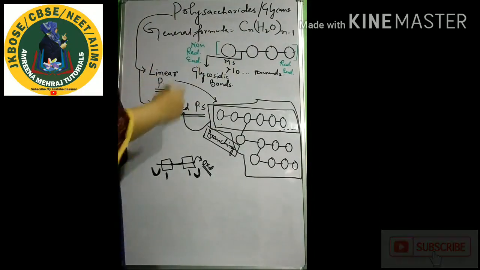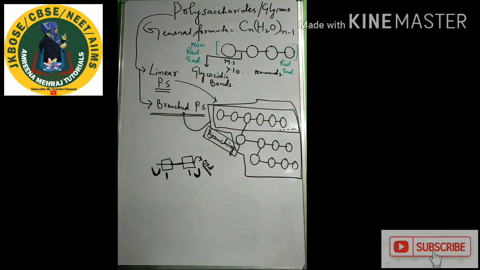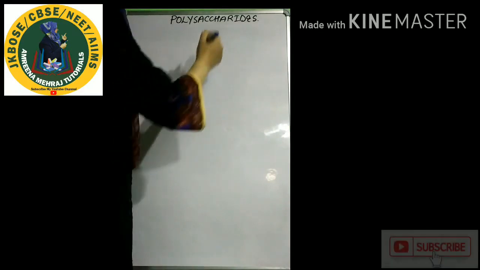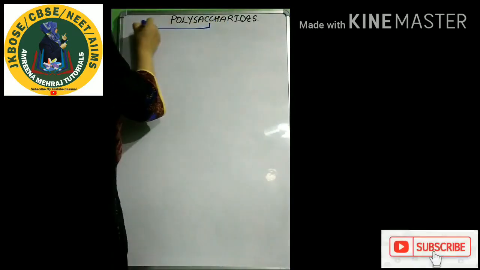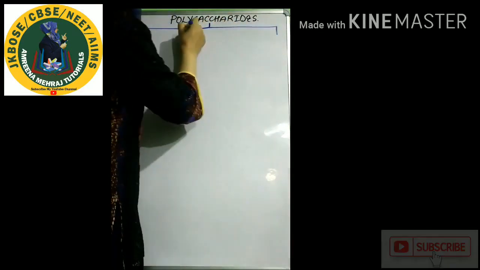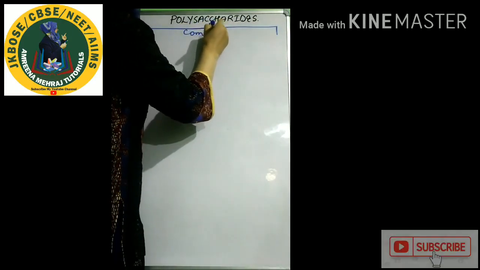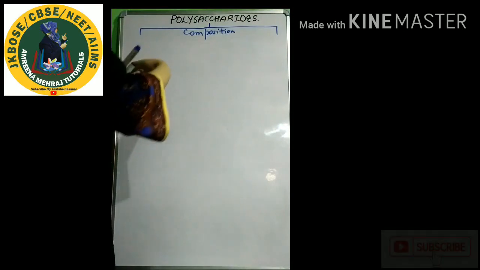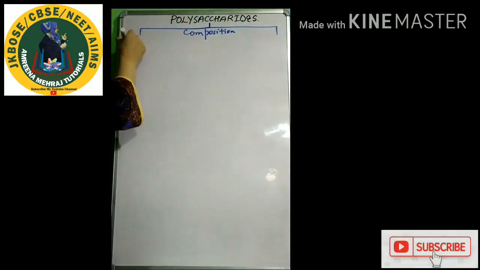Now let us take up the different types of polysaccharides. As far as the types of polysaccharides are concerned, I'll show you first of all two types of polysaccharides based on composition. So based on composition, we have two types of polysaccharides. Number one is homopolysaccharides.